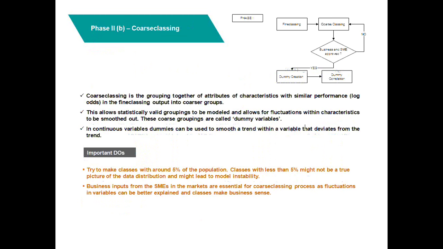Now is the coarse classing. Coarse classing is the grouping together of attributes of characteristics with similar performance in the fine classing output into coarser groups. This allows statistically valid groupings to be modeled and allows for fluctuations within characteristics to be smoothed out. These coarser groupings are called dummy variables. In continuous variables, dummies can be used to smooth a trend within a variable. So, as I discussed in the fine classing, within the information value, you can create different kinds of dummy variables and derived variables.